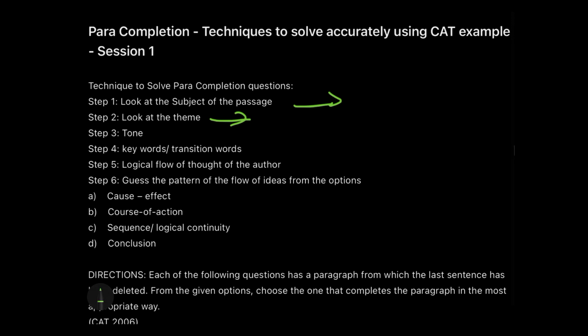And then we step down to the tone. In para completion, it's essential to get the tone as well, because if the author has started something in a negative tone, he is bound to finish that also in a negative tone. Or if someone has started with a didactic tone, then your last line should also be in a didactic tone, and so it really helps you in eliminating the options at a faster pace.